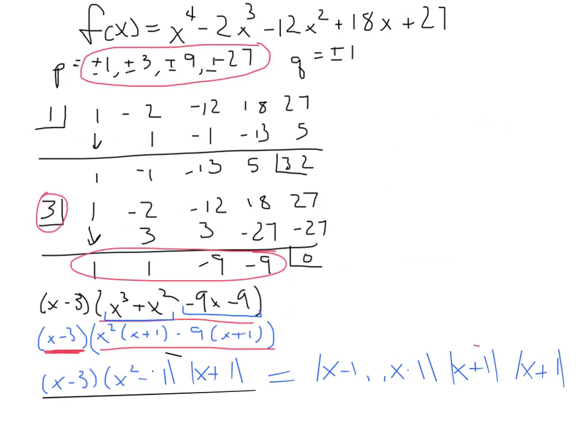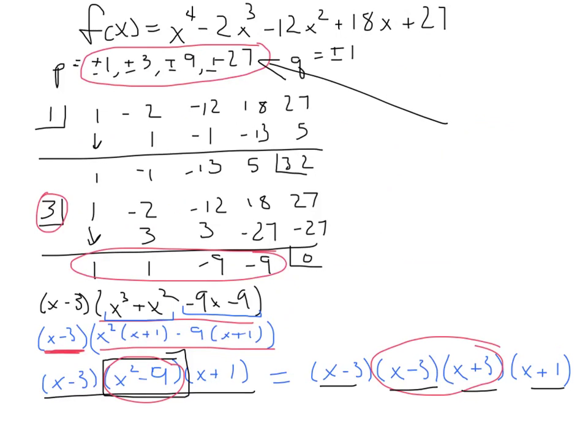This piece right here comes from the difference of squares factoring right here. And I see, looking at my complete factoring, that I've got roots of 3, 3, negative 3, and negative 1, all of which were possibilities that were listed up here.